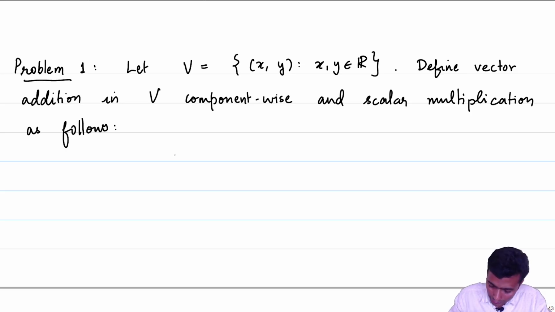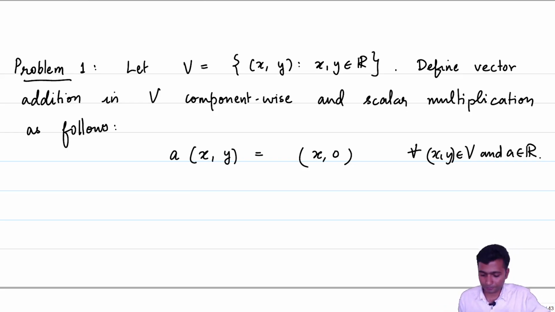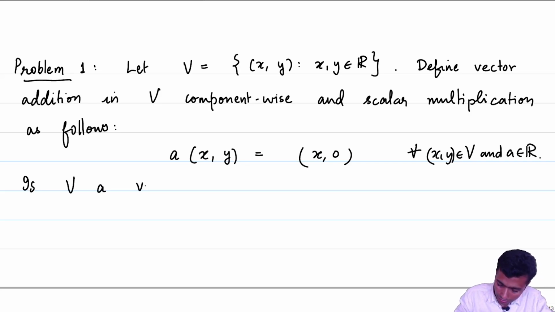What is the scalar multiplication? The scalar multiplication is A times x, y is equal to x, 0 for all x, y in capital V and A in the field of scalars. So the problem is to check, is V a vector space with these operations.